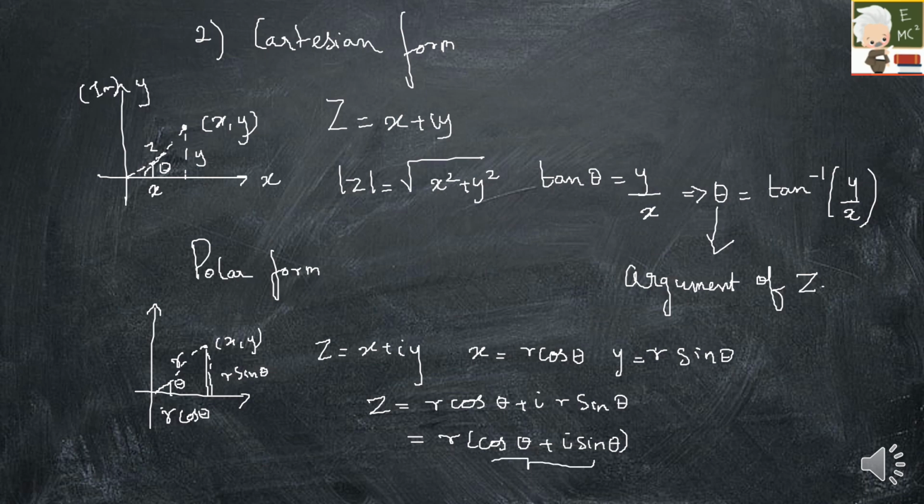Cos theta plus i sine theta is nothing but e raised to i theta. So my z will be equal to r e raised to i theta. So in polar form, this is how you represent your complex number. Again, this is really very important. In a few more videos, we will be seeing the implementation of this.